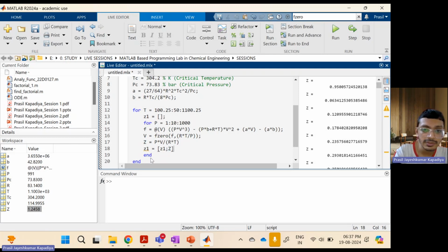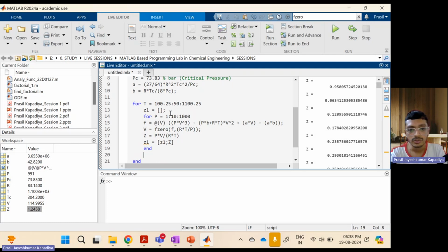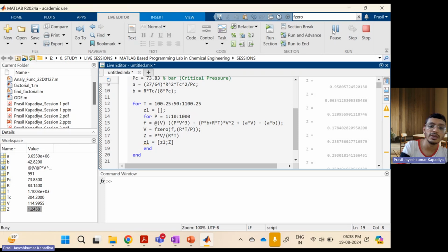Now my P is 1, then it will again go to this value, save, again go to this value, save. And this loop will end for a particular value of temperature. Correct? So let's first check if we are able to save the values of Z or not.